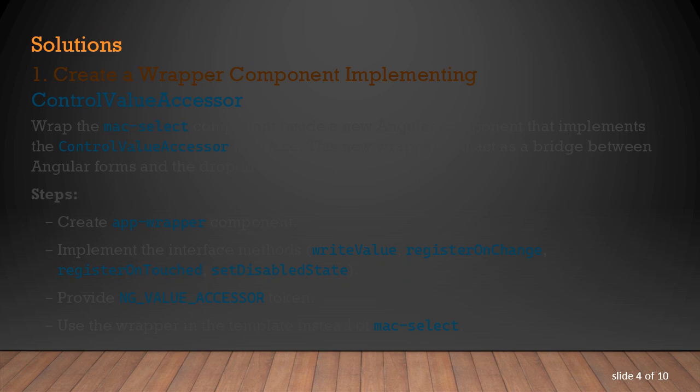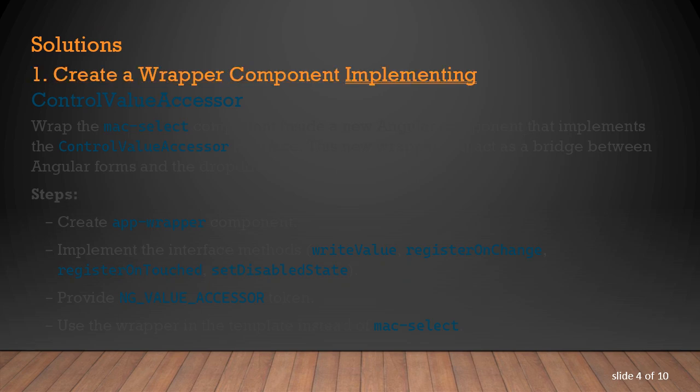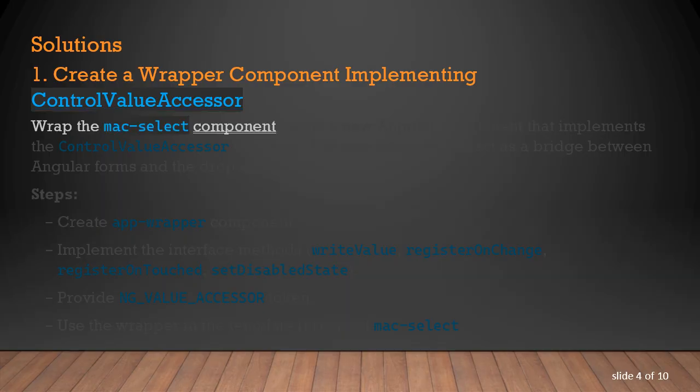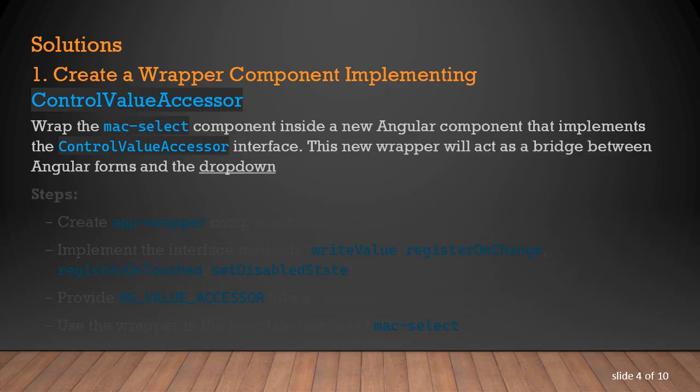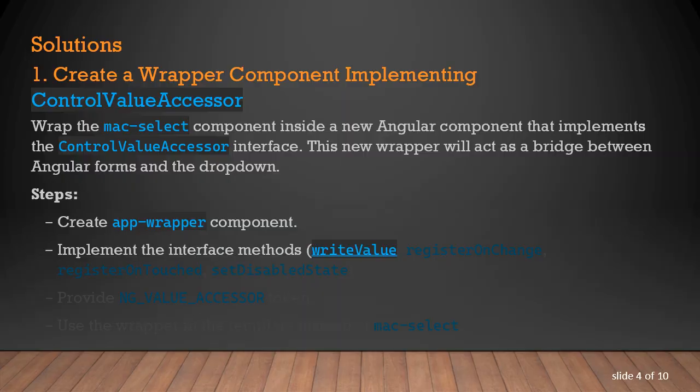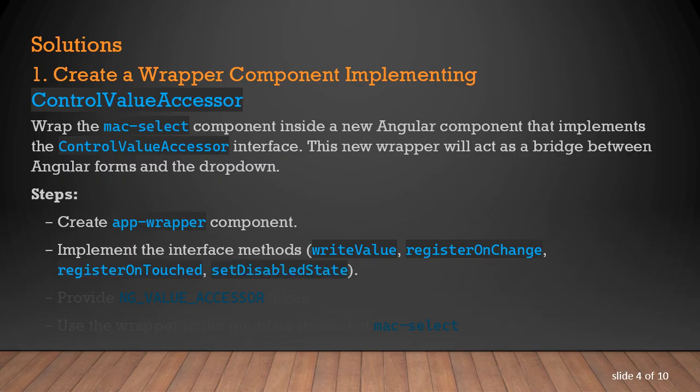Solutions. 1. Create a wrapper component implementing ControlValueAccessor. Wrap the MaxSelect component inside a new Angular component that implements the ControlValueAccessor interface. This new wrapper will act as a bridge between Angular forms and the dropdown. Steps. Create AppWrapper component. Implement the interface methods: write value, register-on-change, register-on-touched, set disabled state.